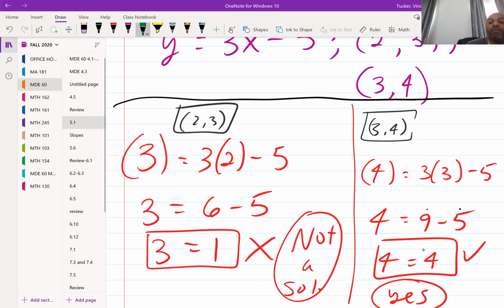Then when I plug in (3, 4), 3 for x, 4 for y. 3 times 3 is 9. 9 minus 5 is 4. So that ended up being a solution.